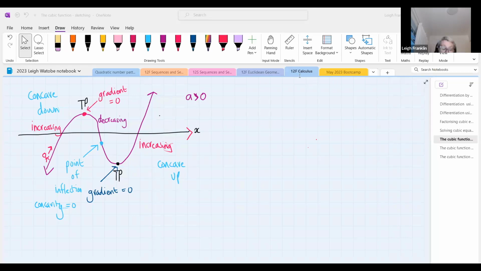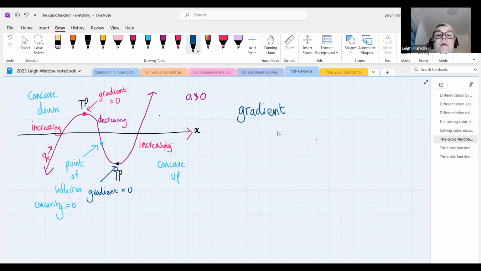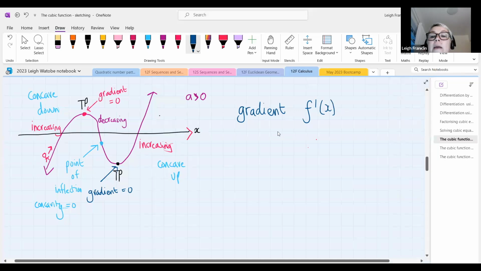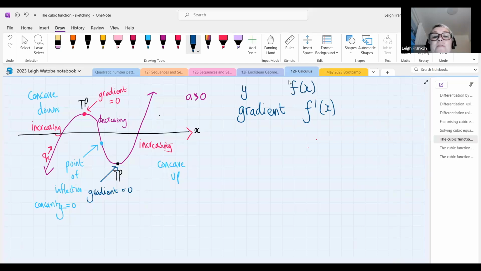Now, those of us that have done calculus at school, they have given us symbols to represent gradient and concavity. What symbol do we use for gradient? What's the symbol for gradient? f prime. Good, Leanne. So f prime x is the symbol for gradient. The symbol for y is f of x. The symbol for gradient is f prime x.